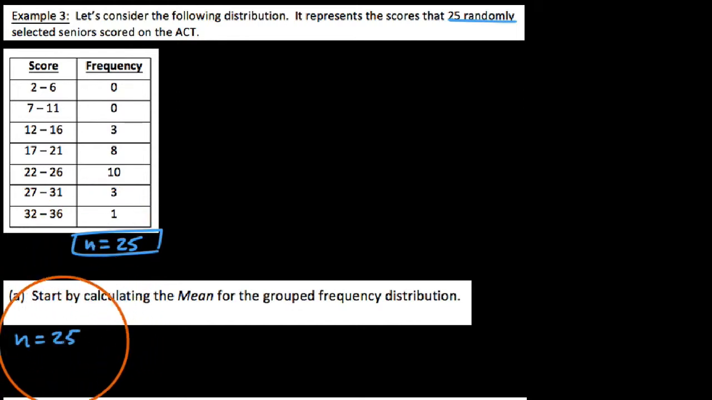Now, what I would like to do is find the sum of all of our data. The thing here is we do not have the raw data. I can't just say it's the sum of all the x values because I don't know the x values. All I can tell you is that 3 people got somewhere between a 12 and a 16, 8 people got somewhere between a 17 and 21, and so on with these remaining classes here. So what we're going to do is build onto our table.